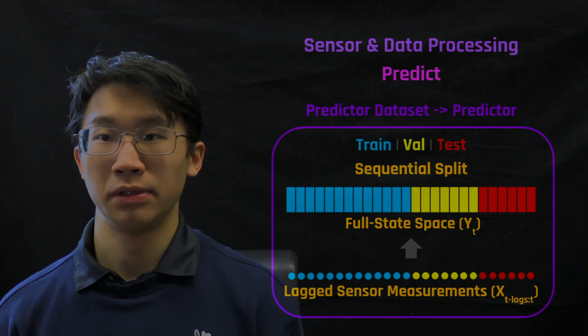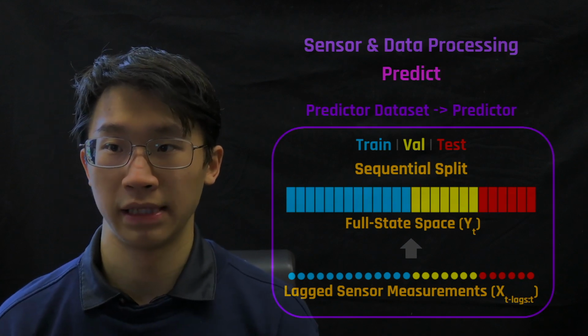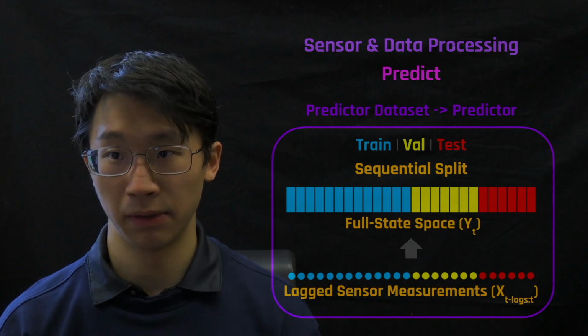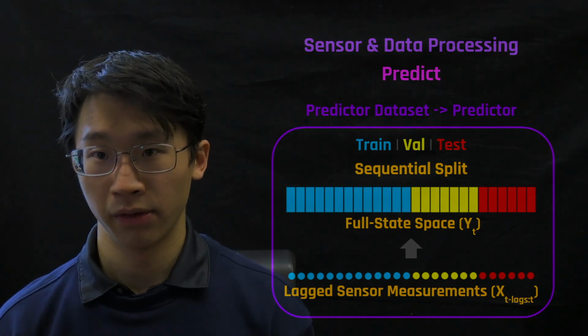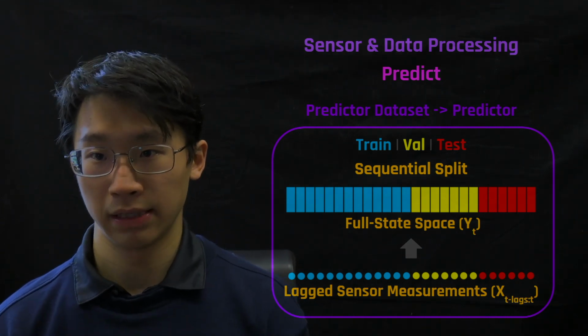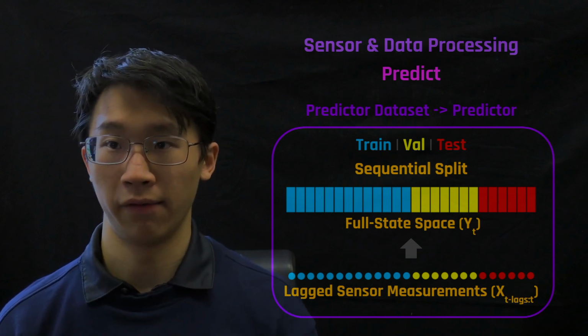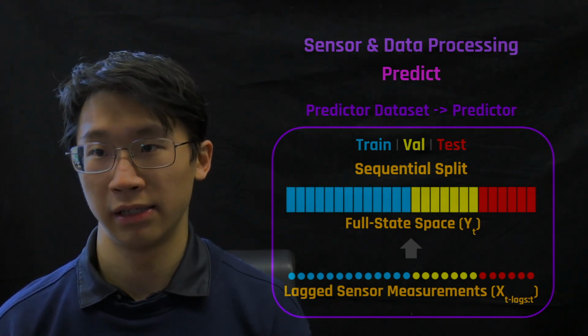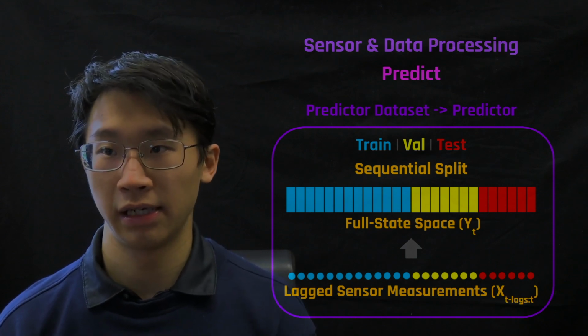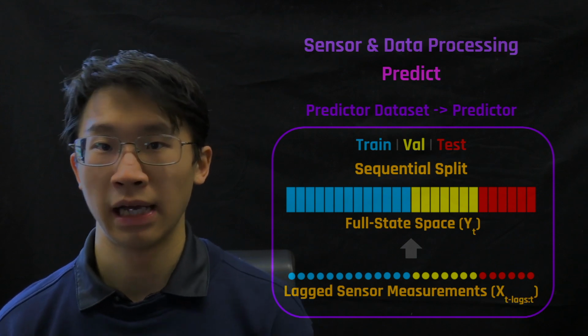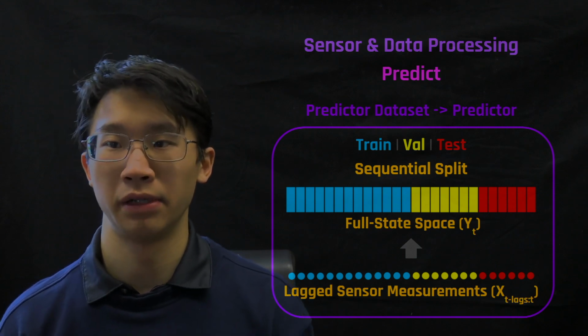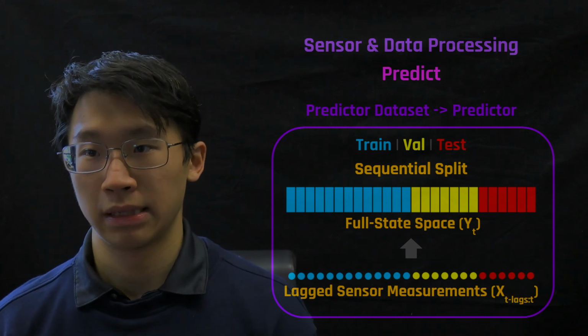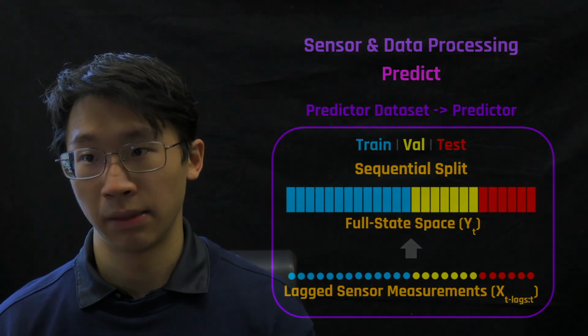Now, if you choose the predict mode, your data set is split sequentially. From the start time to where the blue ends is where we have the training data. From where the blue ends to where the yellow ends is the validation data, and the rest is the test data. And as you can see visually, the data is being split sequentially in a temporal manner.